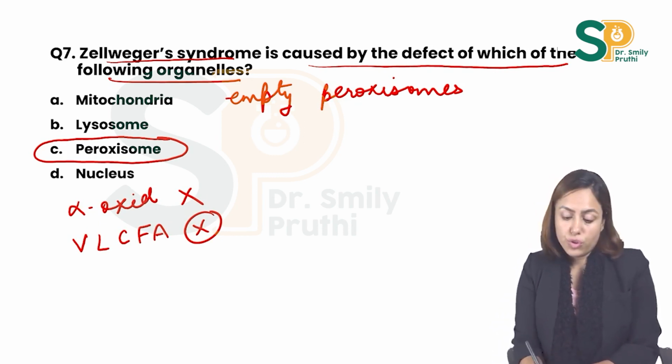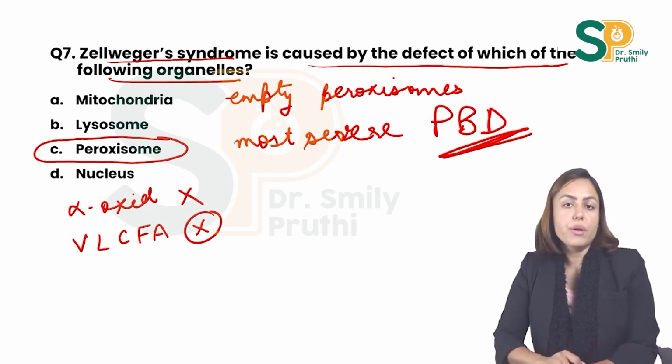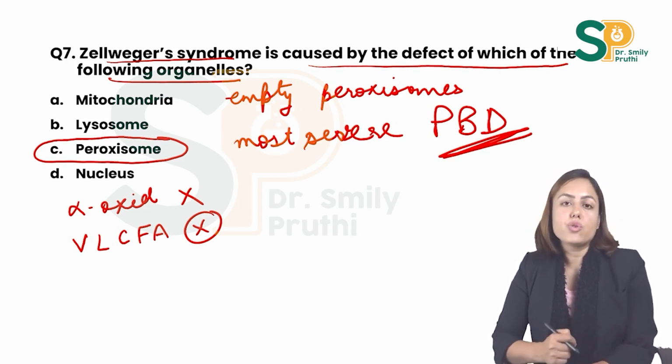And also note down that Zellweger syndrome is the most severe peroxisomal biogenesis disorder, PBD, right? Questions are frequently asked on Refsum's disease and Zellweger syndrome, okay?